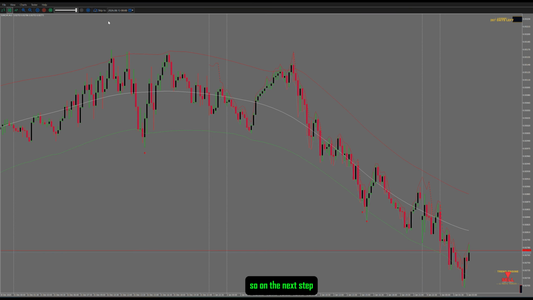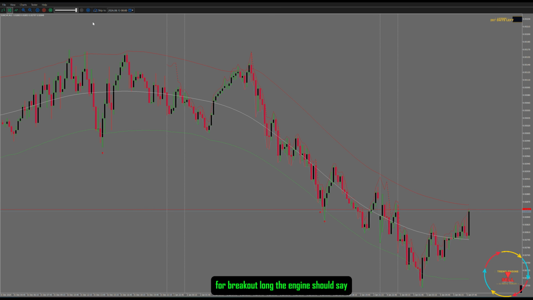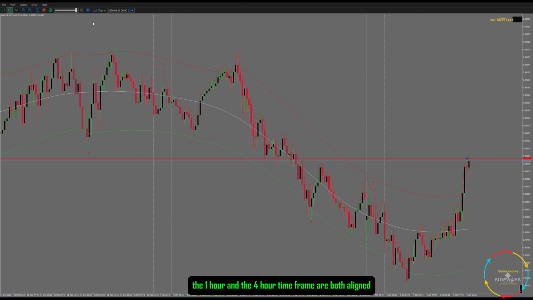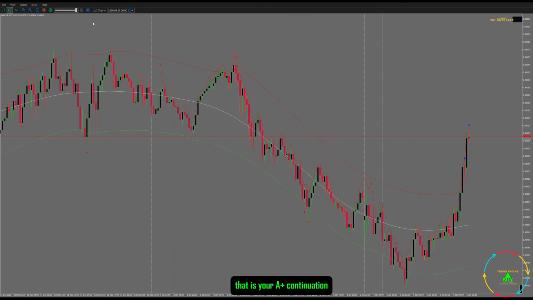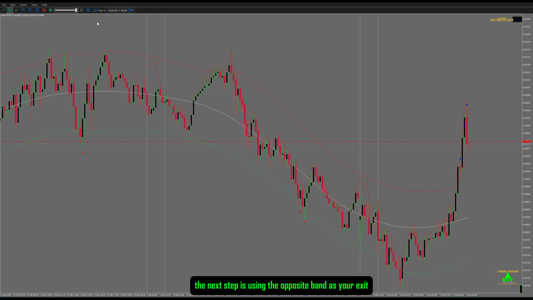So the next step is using the trend engine as a tiebreaker. For a breakout long, the engine should say the 1 hour and the 4 hour time frames are both aligned. That is your A+ continuation. If the engine says sell, you are buying a break against higher time frame structure. That's a fade, not a breakout. Size accordingly.